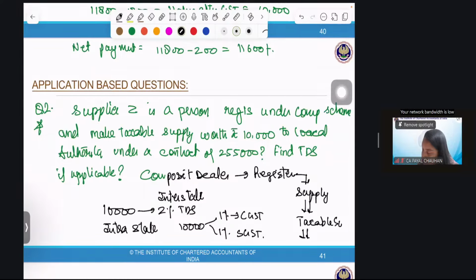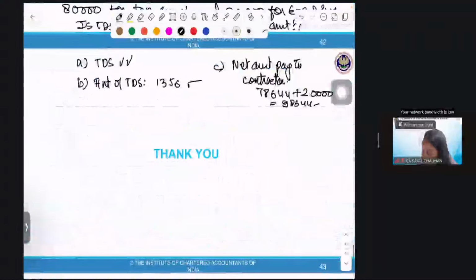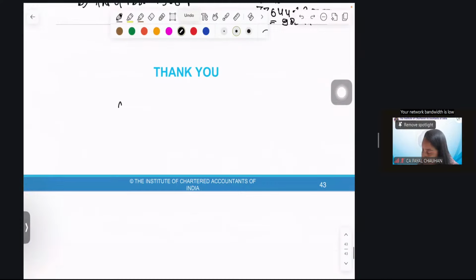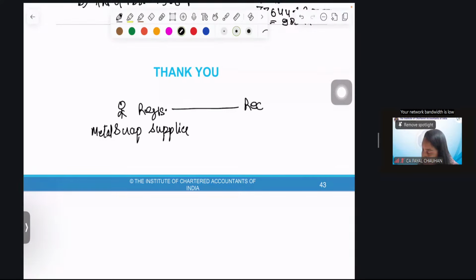Okay, next question. I'll try to write it here. We are short of places now. I'm a scrap supplier. These are the typical questions which I am asking. Metal scrap supplier. I'm registered, and the recipient is also registered, though he's not a DDO. Tell me, TDS applicable or not? Yes, Mustafa. TDS applicable. This is the only exception now which is recently introduced.